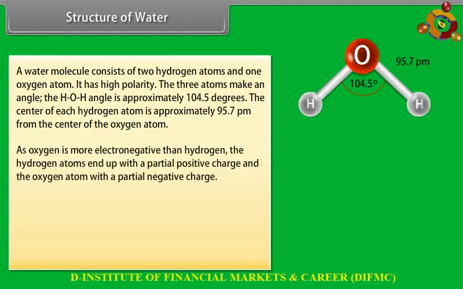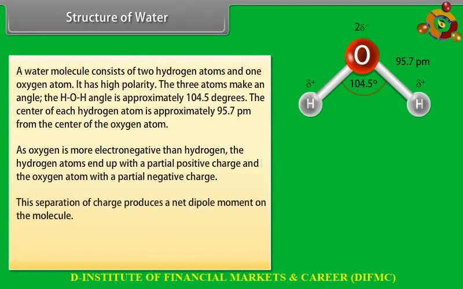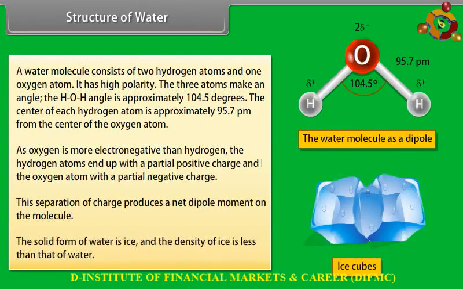As oxygen is more electronegative than hydrogen, the hydrogen atoms end up with a partial positive charge and the oxygen atom with a partial negative charge. This separation of charge produces a net dipole moment on the molecule. The solid form of water is ice and the density of ice is less than that of water.